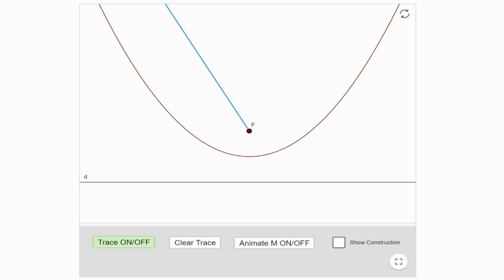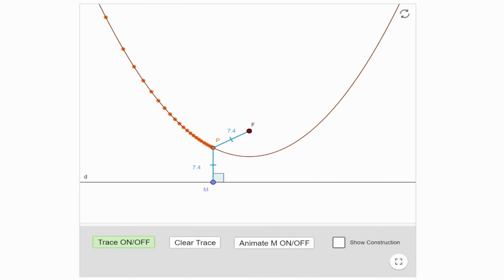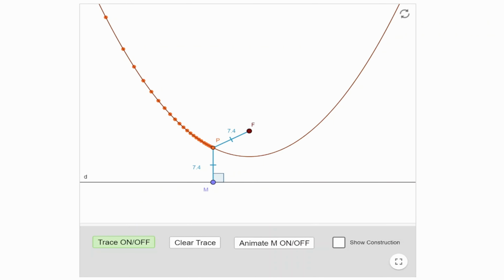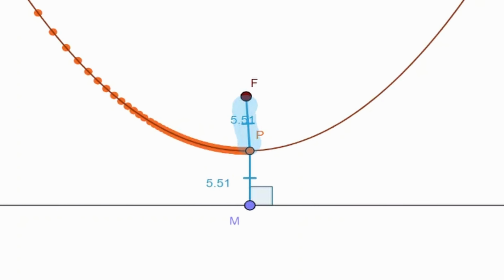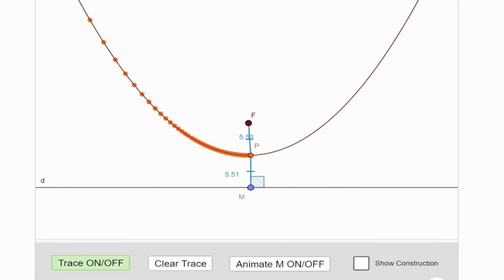Now let's look at the distance between the focus and the directrix. But now when we choose different points in this parabola, right now let's consider this one. Notice that the distance from the point to the focus is 7.4, and it is also the same distance from the point to the directrix, 7.4 as well. The distances are equal. But what if we choose another point? The distance from the focus to the point is 5.51, and it is the same from the point to the directrix, 5.51. The distance will always be equal.